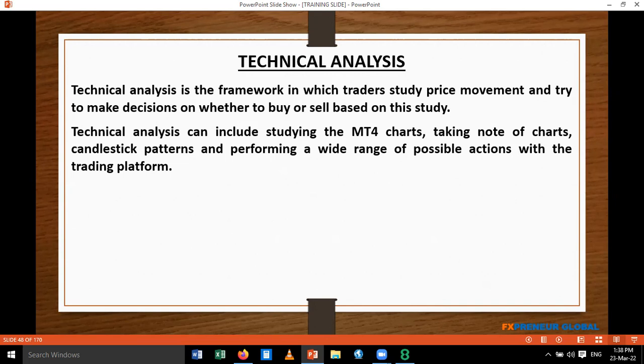That is your technical analysis, being able to navigate around your MT4, being able to read your chart, read the candlestick.